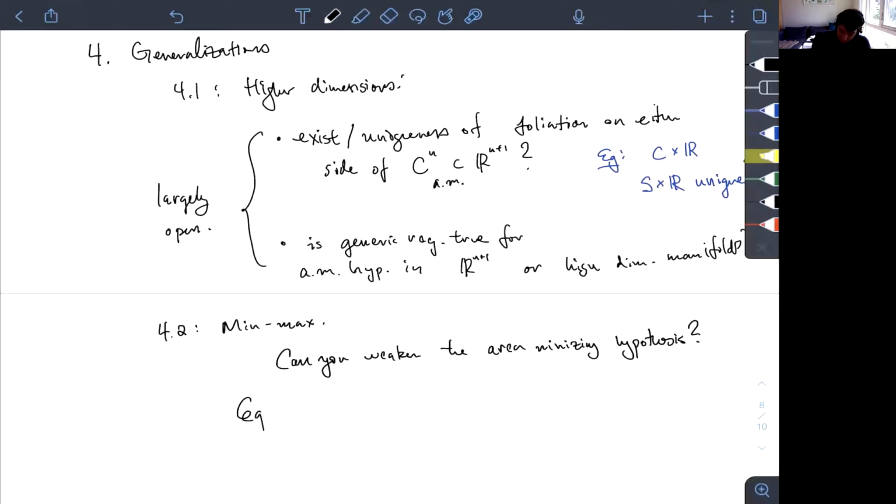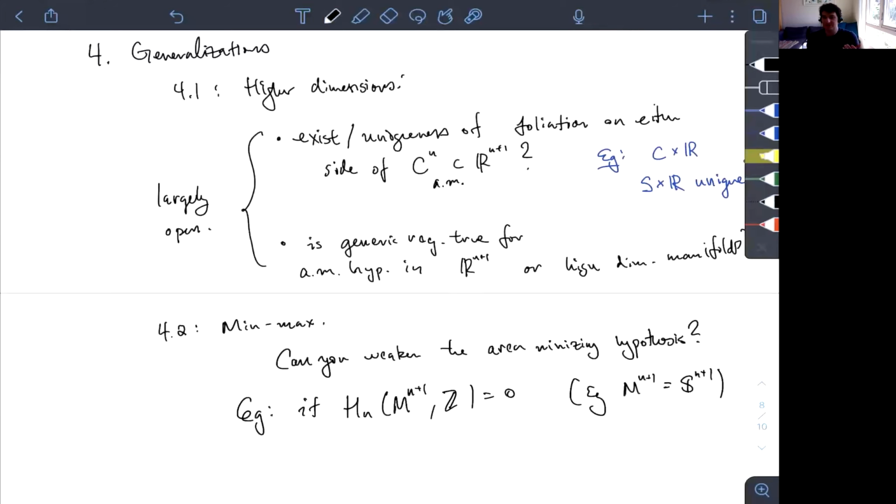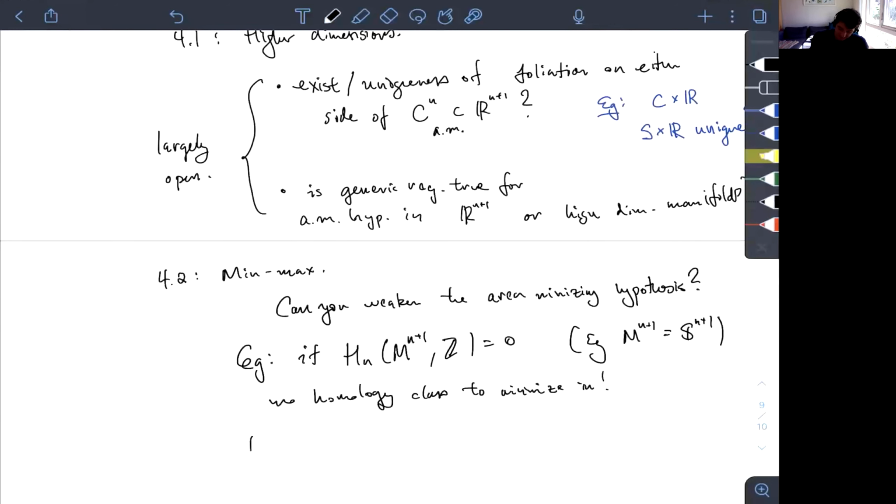So for example, if the n-th homology class of a compact (n+1)-manifold is zero, for example the sphere, then there's no homology class in which to minimize. So in such a manifold, you can ask, do there even exist minimal surfaces at all? Minimizing isn't really going to work, and so you have to use what you might call mountain pass, or min-max methods.